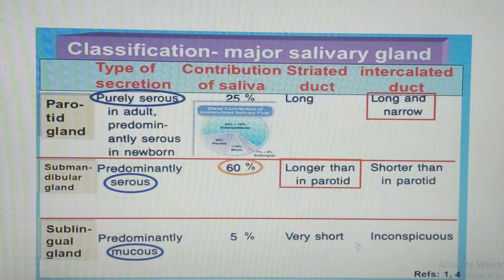Remember, the reason why we are looking at the intercalated duct and the striated duct is that both will be modifying the secretion, apart from being conduits. So both striated and intercalated ducts will be long in the case of the parotid, because it's only serous. If it's serous, the secretion will have to be modified. The submandibular is more serous than mucous, and that's why its ducts will be shorter than in the parotid. But essentially the sublingual gland, which is very important, the striated duct may be virtually absent, and the intercalated duct may be inconspicuous, you may not even see it.